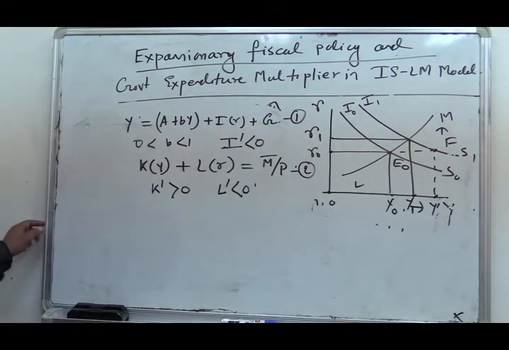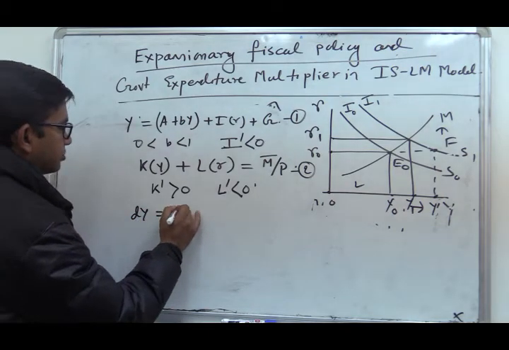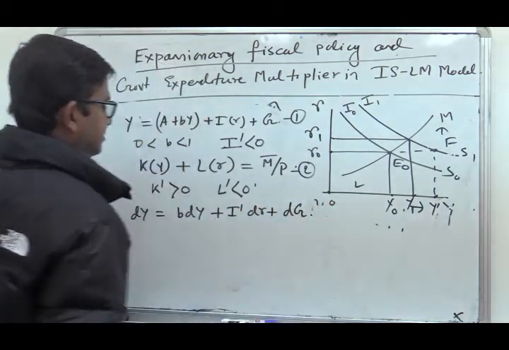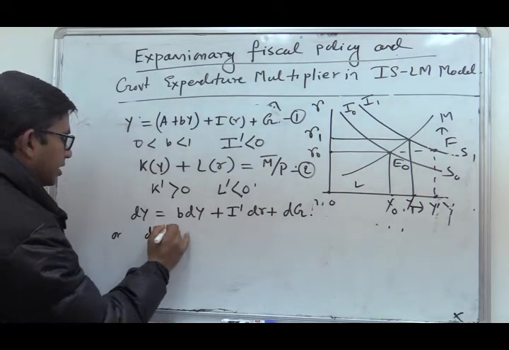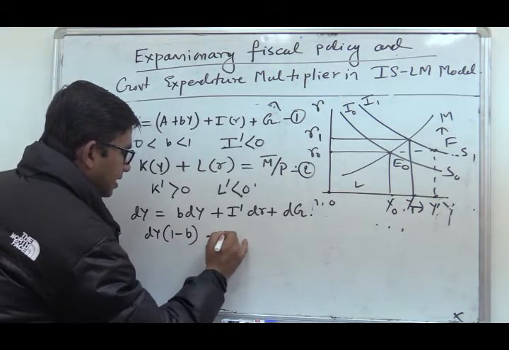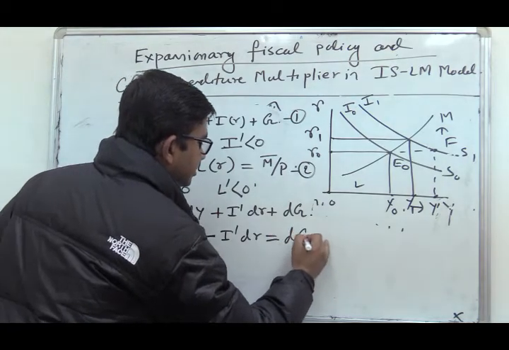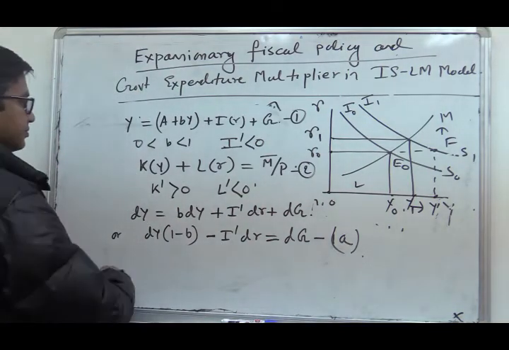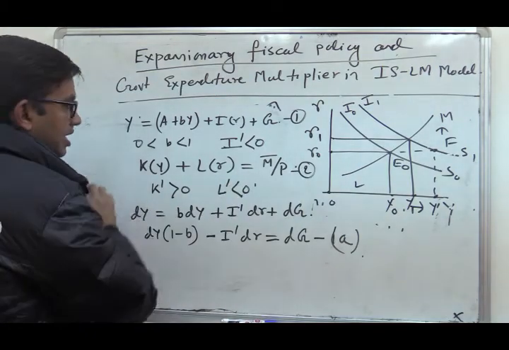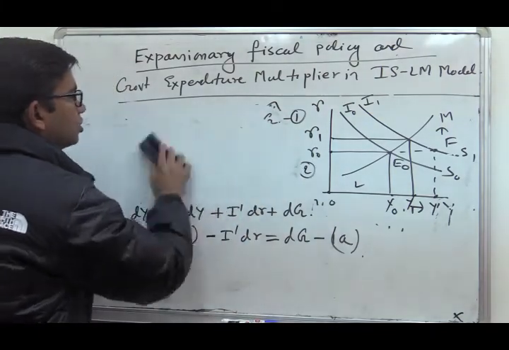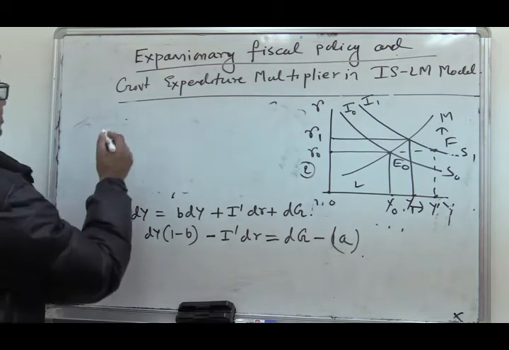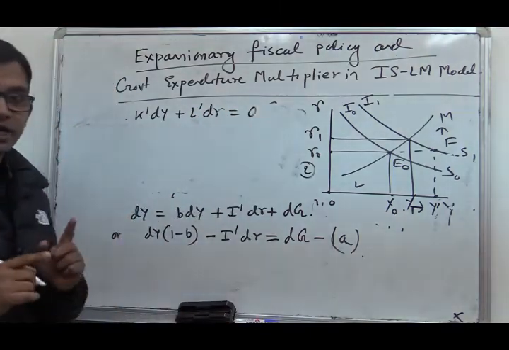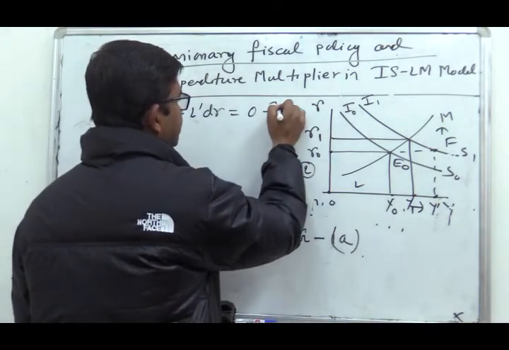If we differentiate equation 1, we get dy equals B into dy plus I dash dr plus dg, or dy into 1 minus B minus I dash dr equals dg. We give it equation number 1a. Now let us differentiate the money market equation 2. Complete differentiation of equation 2 will give K dash dy plus L dash dr equals 0, because there is neither change in money nor change in price. So I give it equation 1b.